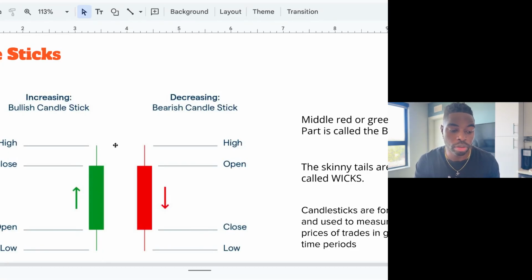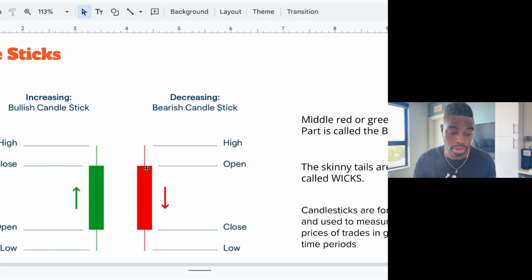Those top and bottom stick parts are called wicks. The rectangle parts are called bodies. These skinny parts, the wicks, basically show you the extremes of how far up and how far down we went during that time period. Essentially, for a green bar the flat part at the bottom is the open, where price started, and the top is where price closes.